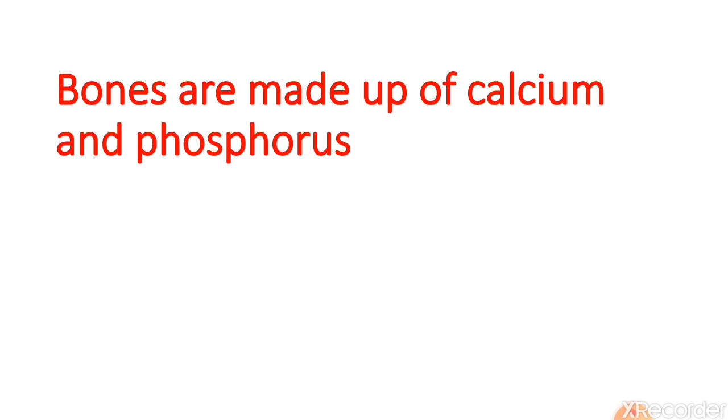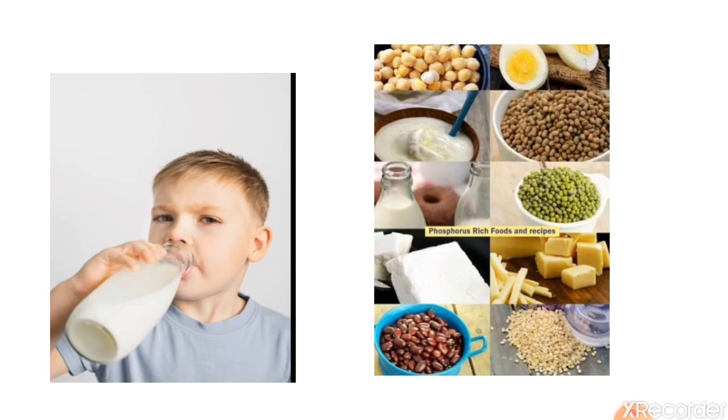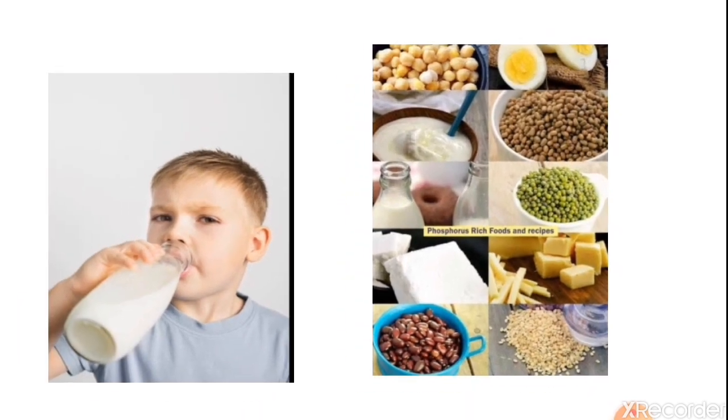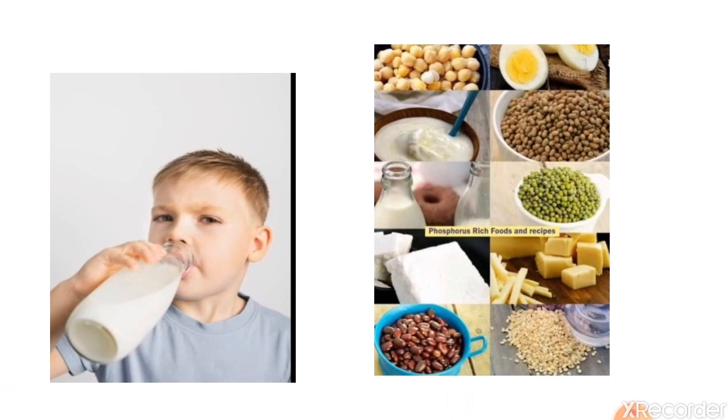Our bones are made up of minerals, mainly calcium and phosphorus. So we must drink milk every day as it fulfills the need of calcium. Calcium helps to strengthen our bones. We get phosphorus from dairy products like cheese, yogurt, paneer, and we get it from fish and meat as well. So milk and this phosphorus-rich food are very important for our bones.